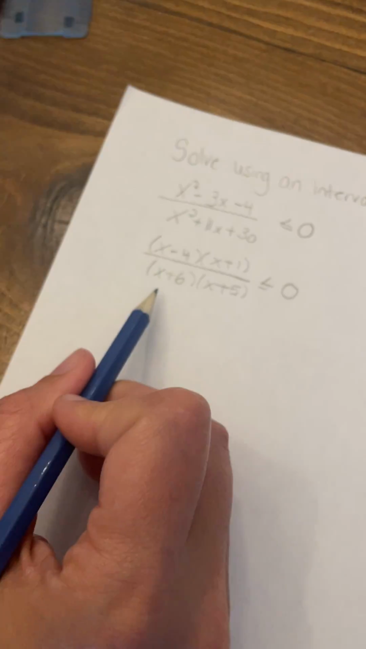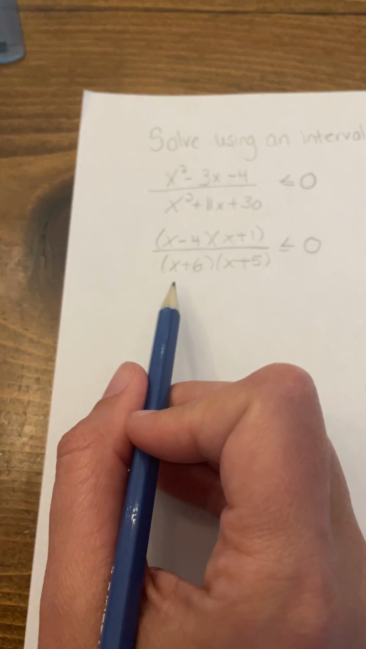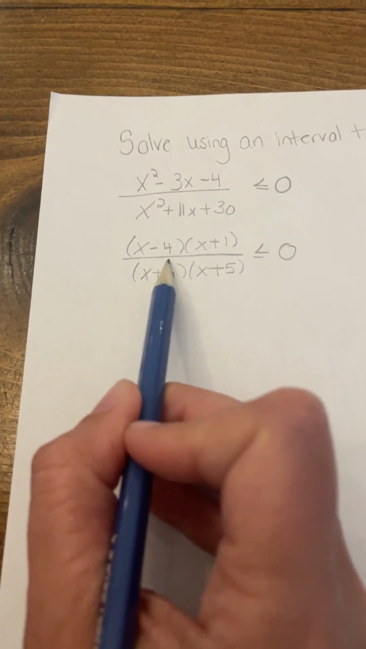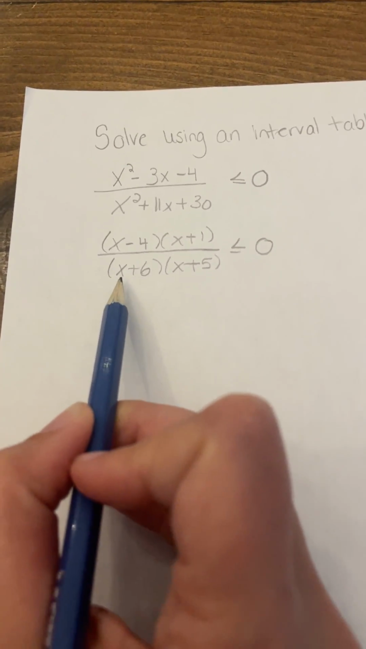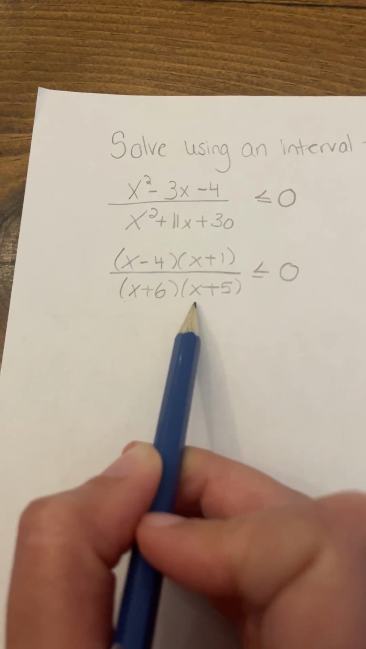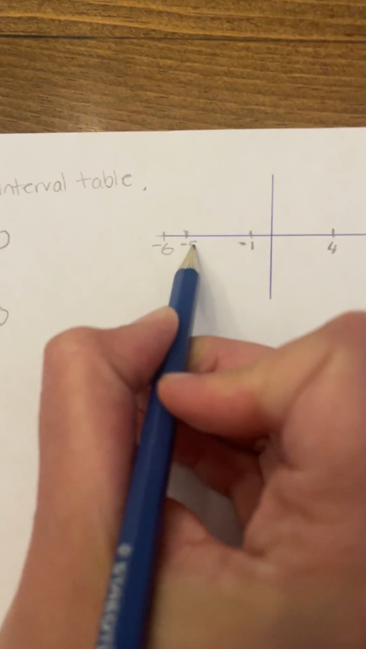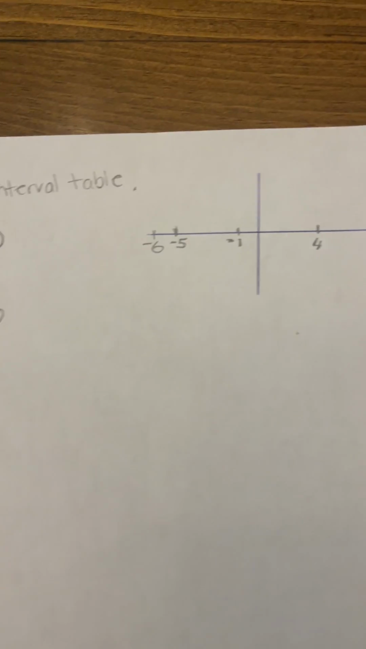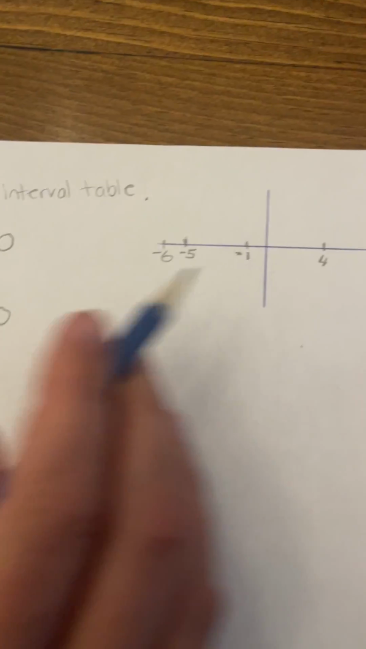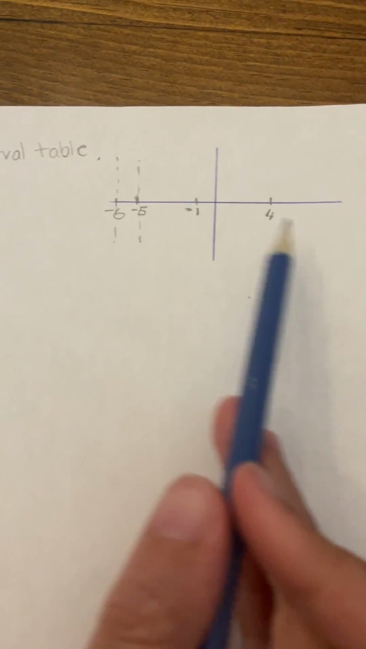The other key points are going to happen on your bottom because you cannot have a 0 in your denominator because you cannot divide by 0. So what would make this bracket equal to 0? X would have to be -6, and this one, x would have to be -5. So at -6 and -5, I'm also going to put markers there as key points because I know x cannot equal those. Those are going to be some asymptotes. Okay, so I have all my key points here.